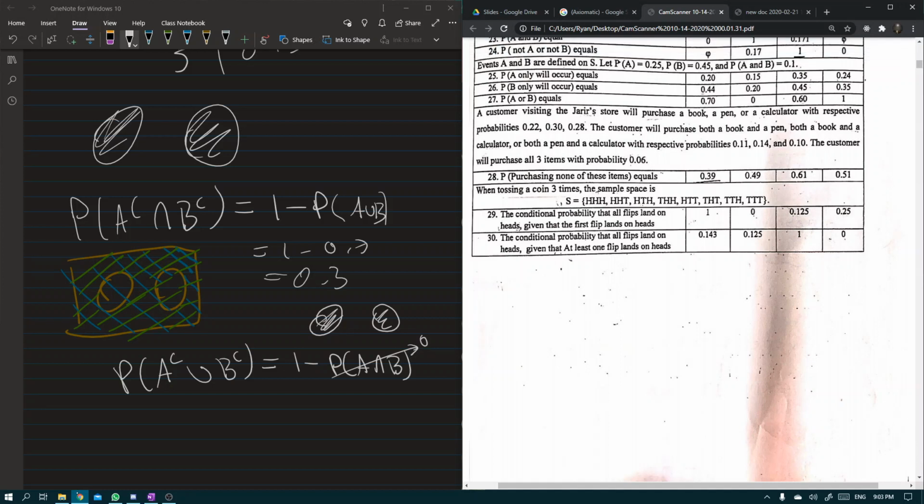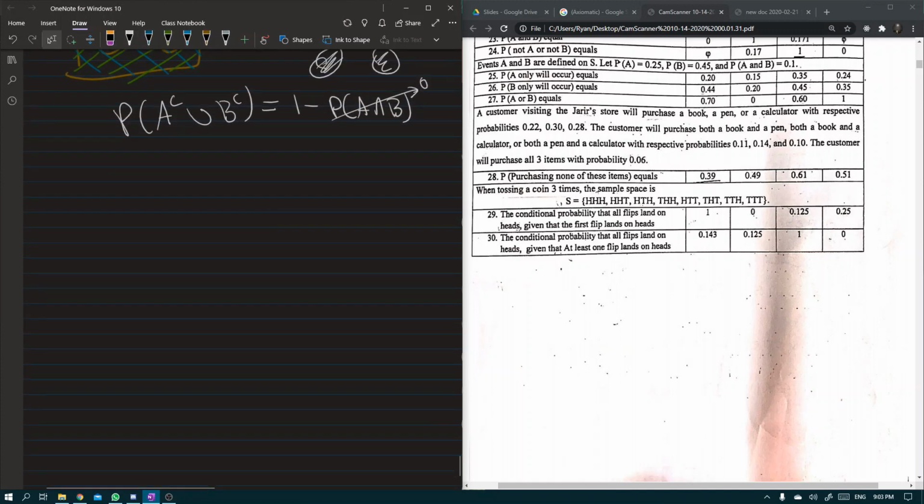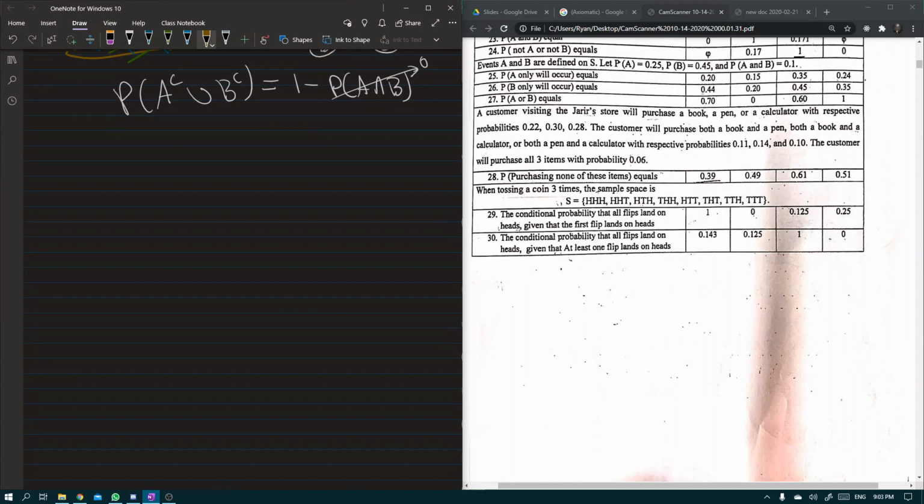Okay, this is Bayes' theorem. You want me to solve it? Looks like a unique question, like we didn't see something like this before. A customer visiting the stores.